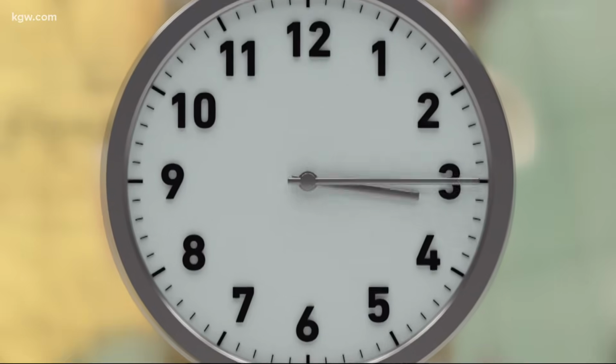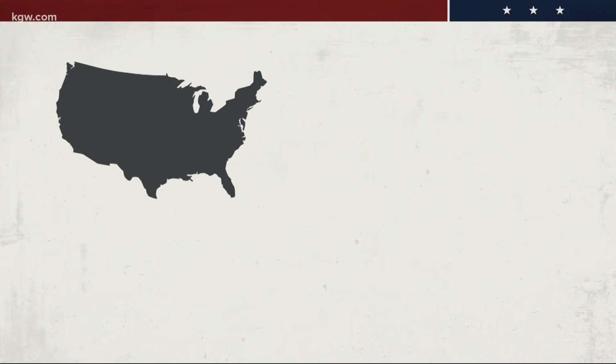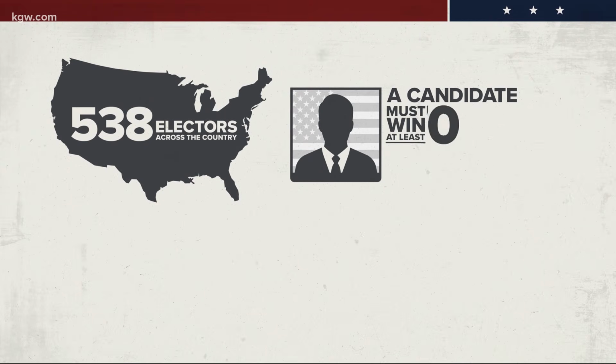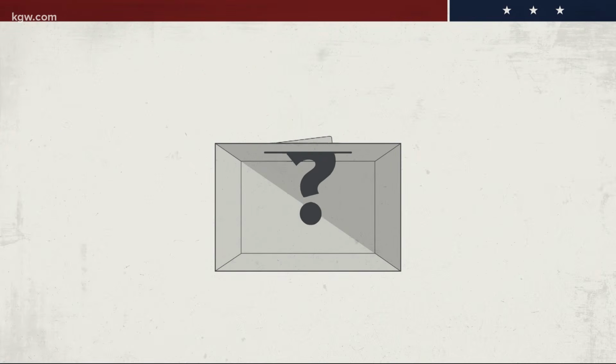Fast forward now to today, where we still use the Electoral College, of course, to pick a president. There are 538 electors across the country. A candidate has to get at least 270 of them to win the presidency. So, why does our vote matter if electors are the ones picking the president?